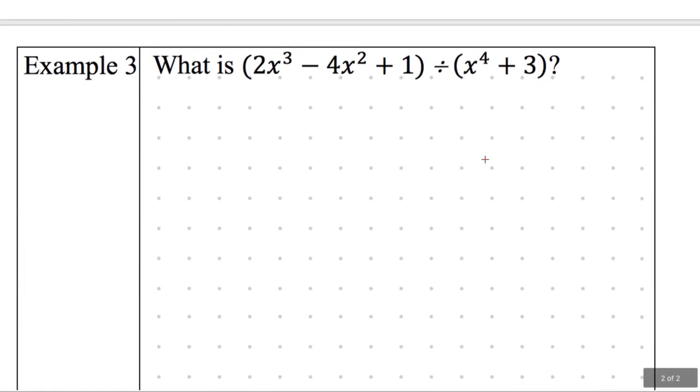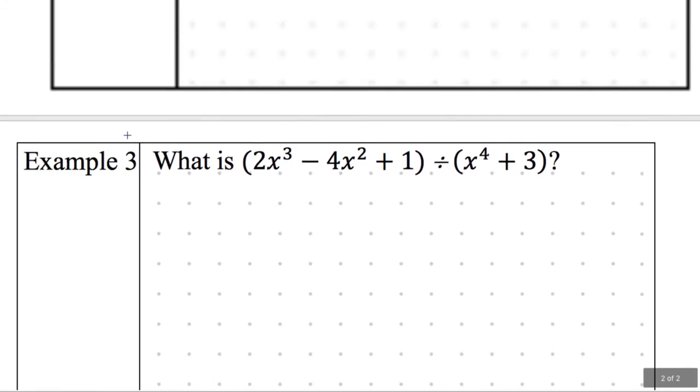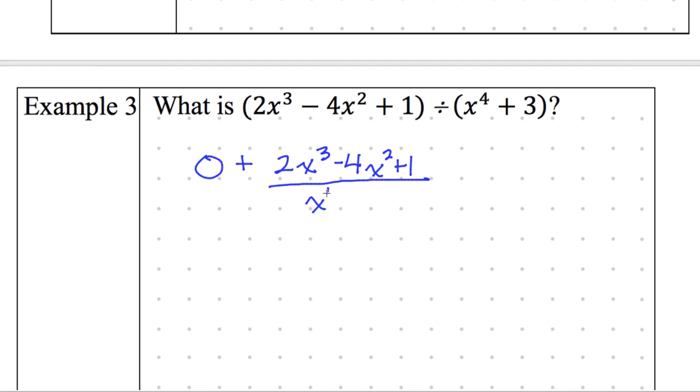And really quickly, on the back, how do I do this problem? You can do this in about 10 seconds. It's a trick question. So your answer is 0 plus 2x to the power 3 minus 4x squared plus 1. Oh yeah, I knew that.